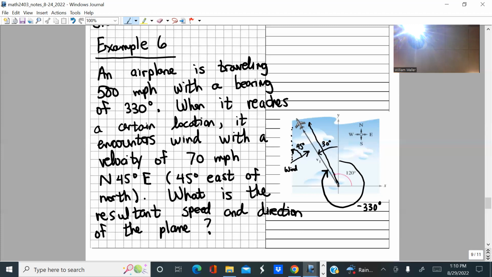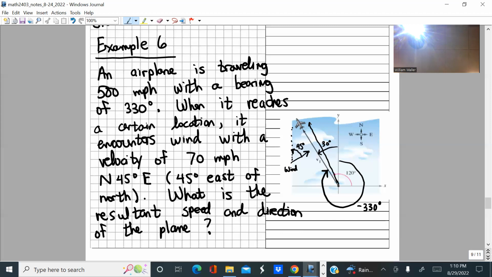So the plane's going to get moved over a little bit because of the wind. And probably what else is going to happen to the plane? It's going to get slowed down. That's right. Okay. So the velocity of the plane is going to change as well.